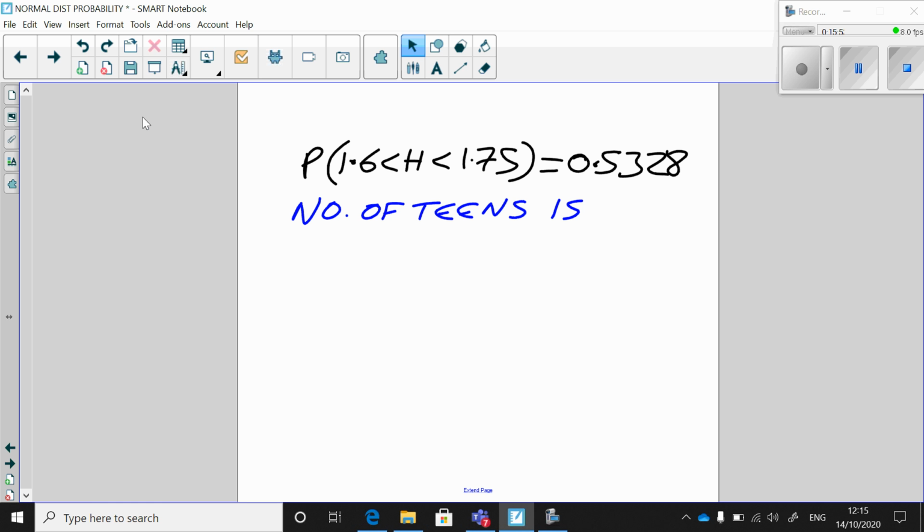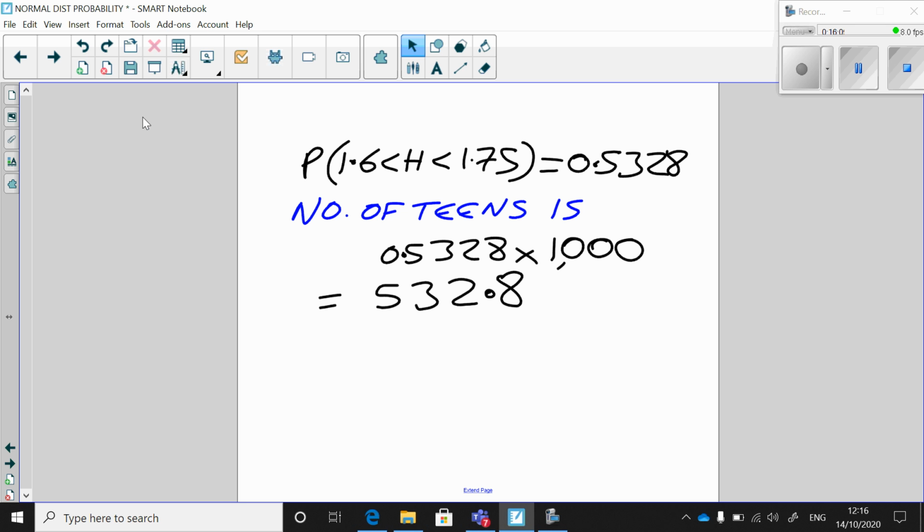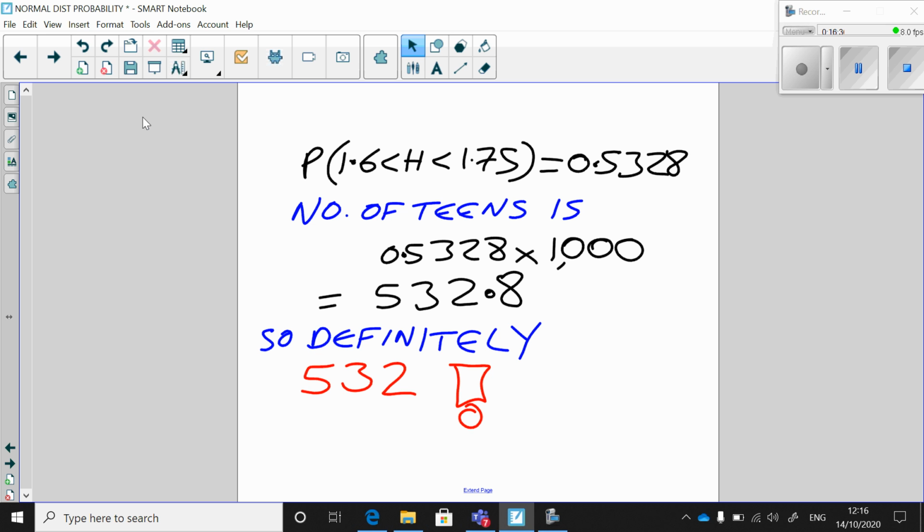So remember, we're talking about teenagers here. That probability, we're going to use in conjunction with how many we had. It's going to be that probability times the actual total number of students, which is 1,000. So we put that in the calculator. It comes out with 532.8. And we've seen previously that we have to round down to the nearest whole number, the nearest whole teenager. So for us here, the probability of students having a height between 1.6 and 1.75 meters is 532. And again, I'll change that definitely to probably.